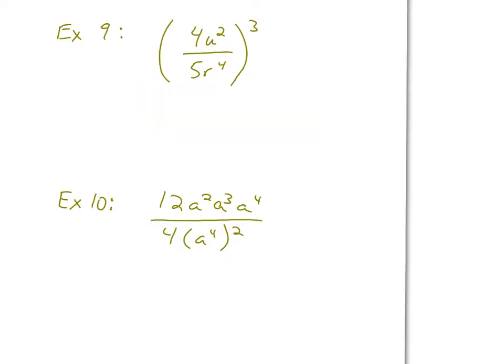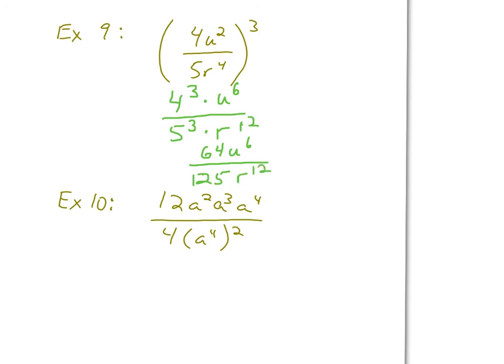In example 9, I have a power of a quotient and power of a product going on here. So lots going on. So I'm going to make that 4 cubed times u to the 6th power, and then I'll have 5 cubed times r to the 12th power. And so I'm going to go ahead and multiply those out. That would be 64 u to the 6 over 125 r to the 12th power.